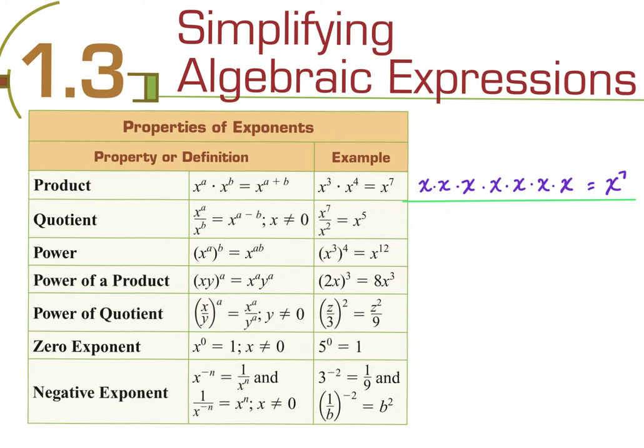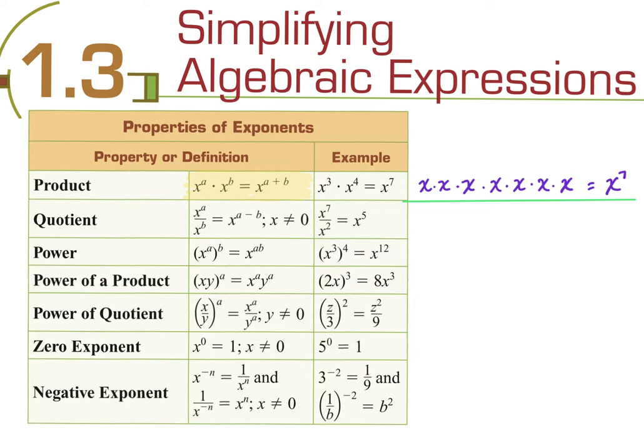I would really focus on this piece of it right here. This is what I would write down. x to the a times x to the b equals x to the a plus b. That is your product property.